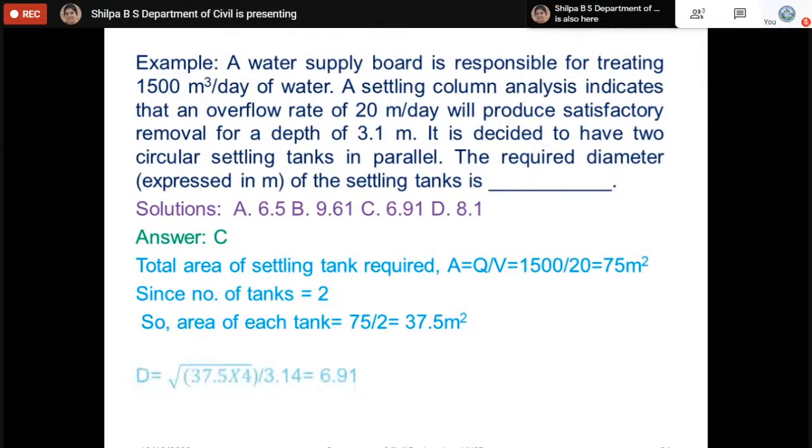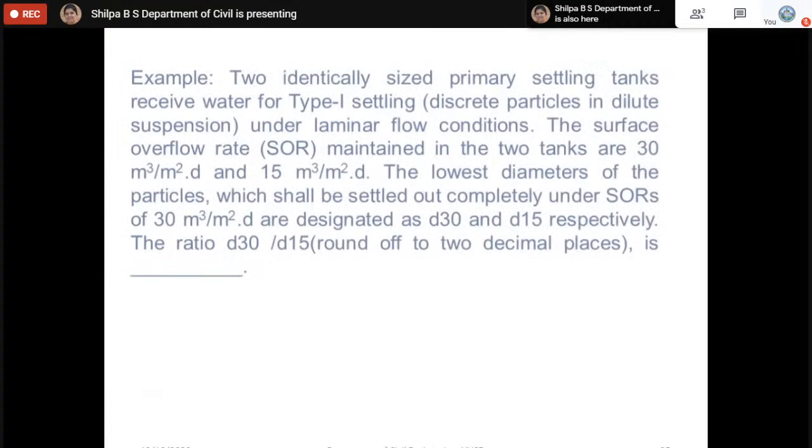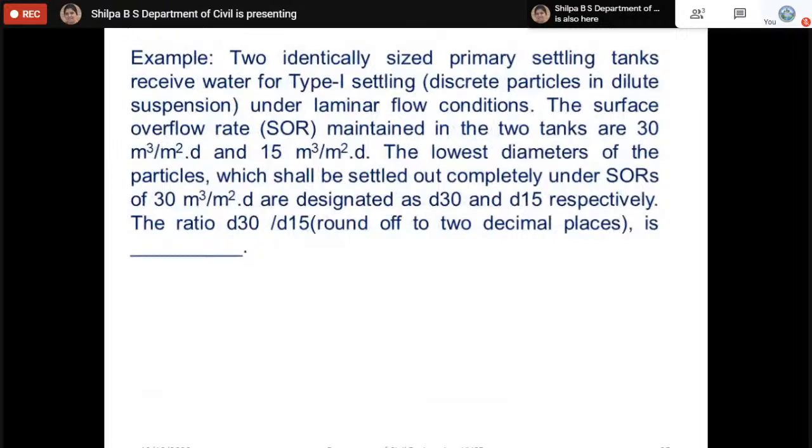And it is circular tanks that we need to provide. So once we know the area, we can calculate its diameter. We know the area of a circular tank is pi d square by 4. So d will be square root of area into 4 by pi. So we get the value as 6.91. That is the answer.